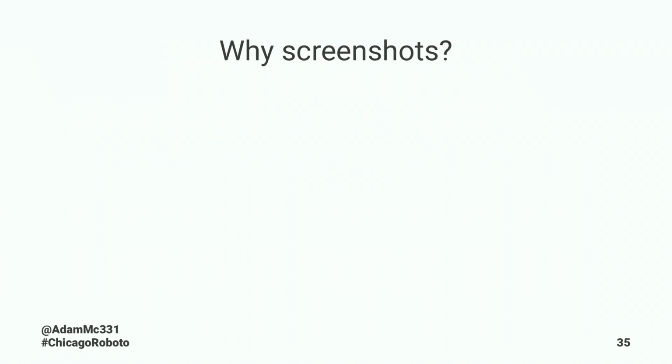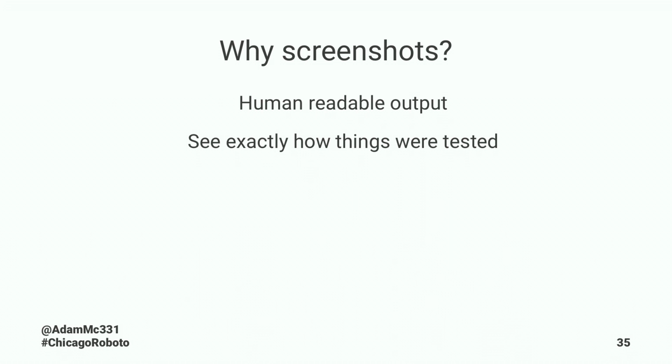But why screenshots? Why did I think this was so important to interject a talk on the robot pattern to present screenshots? Screenshots give you, and I'll list these out and explain them in detail, human readable output, which is really nice. You get to see exactly how things were tested, and you can diagnose failures quicker, which comes back to that failure screenshot I mentioned.